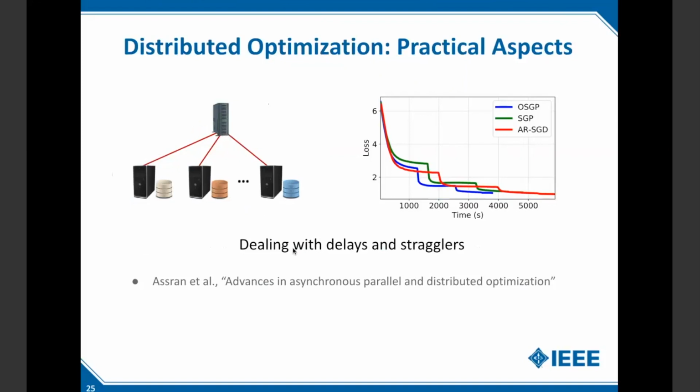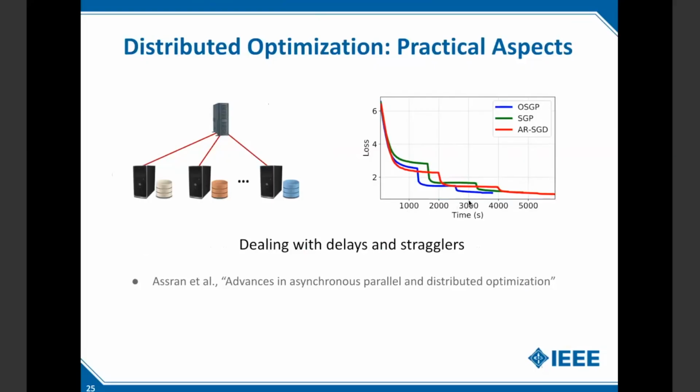And so the paper by Assran et al. focuses on asynchronous parallel and distributed optimization. And I just grabbed this figure from that paper. It's illustrating an example of training a deep neural network on a system, I believe, with 256 GPUs. It's an image classification model being trained on the ImageNet dataset.